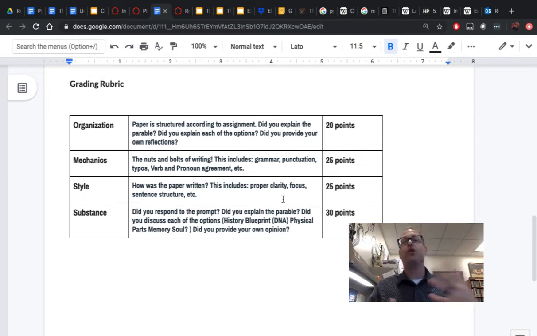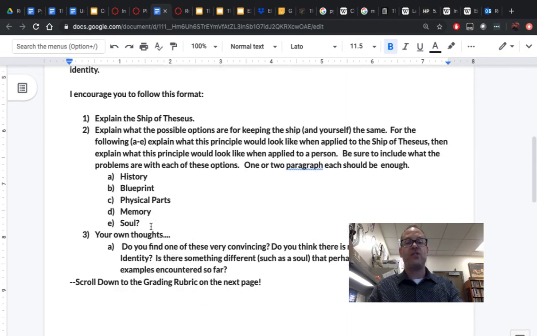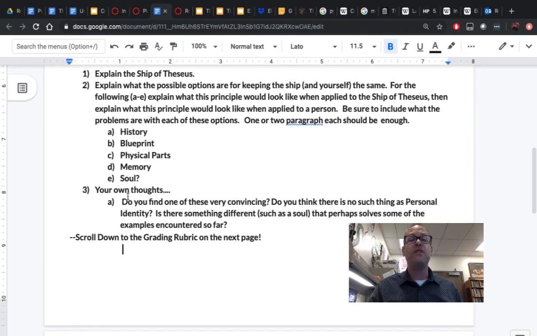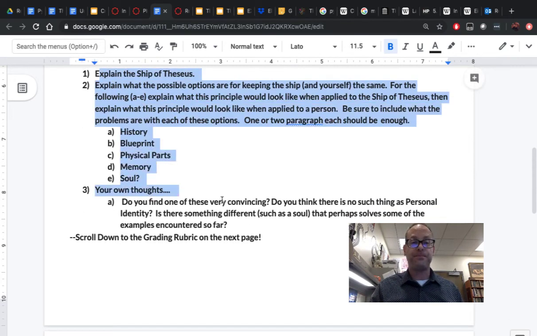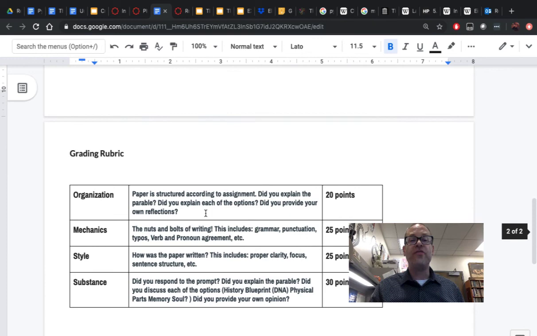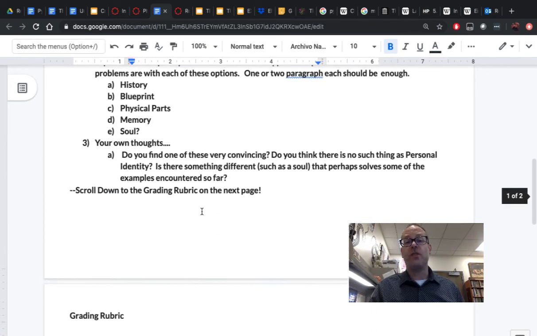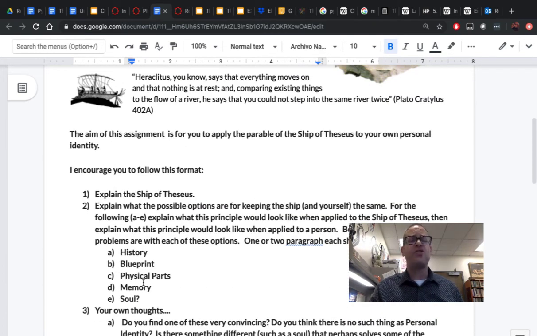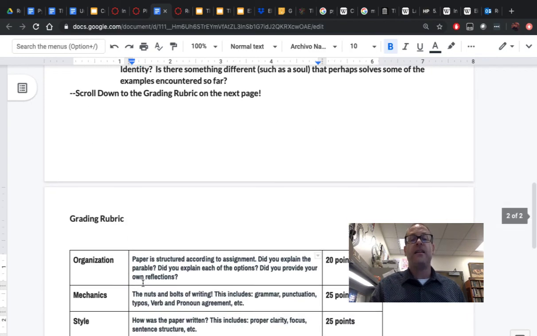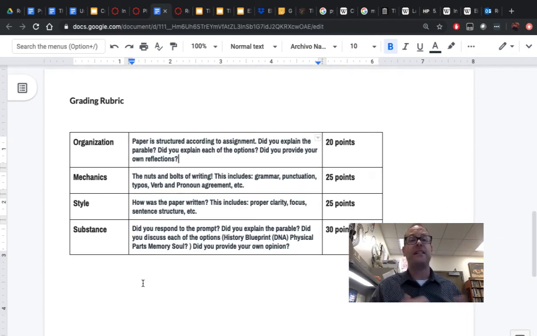This is how you will earn your A. Organization, mechanics, style, and substance. Organization. Did you follow this particular format? If you did not follow this format, did you still organize it well? There's nothing that says you have to follow this format. If you prefer another way, that's fine, but make sure that it's organized so that your reader can follow along.